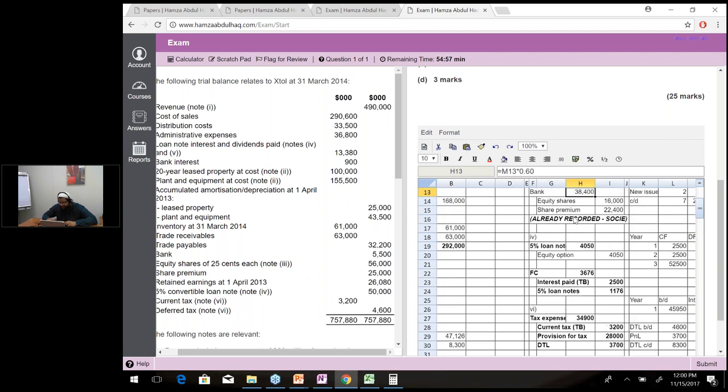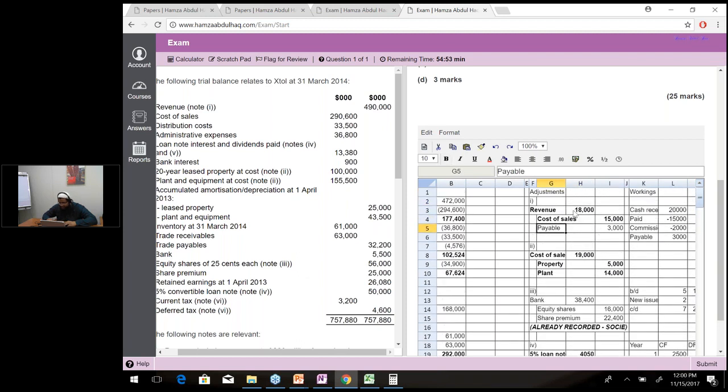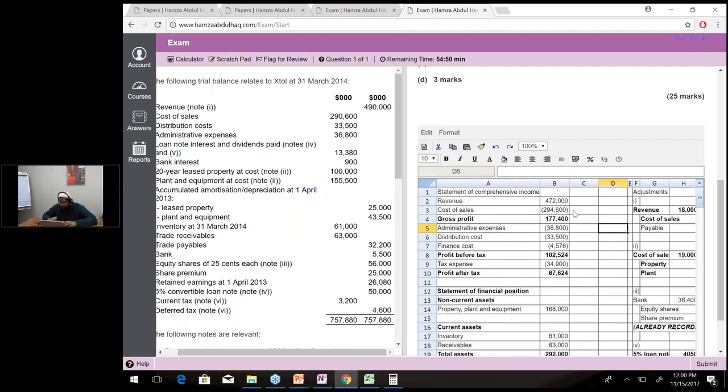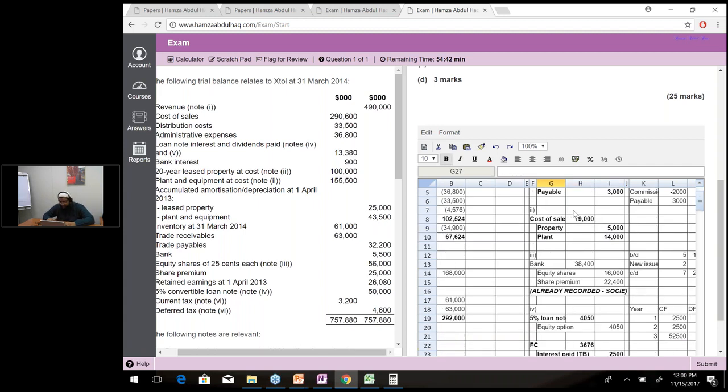Equity option has been left. That is part of SOCI. And payables has been left. We had actually forgotten this. So whenever we are forgetting anything, we will get to know from the double entries. So I have to increase the payables.